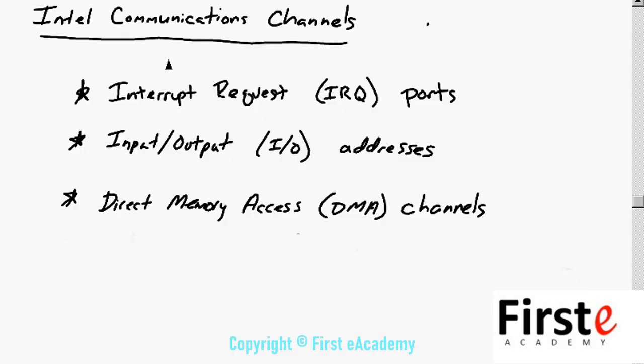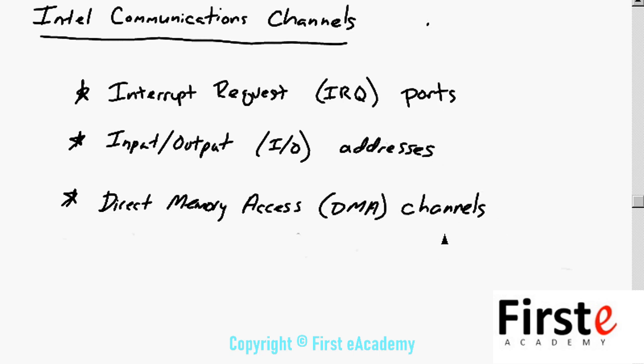Now I want to move on and talk about Intel communications channels. And when I say Intel, I mean anything that's Intel compatible, like AMD, for instance. There's 3 communications channels used in the Intel architecture. There's the interrupt request ports, or the IRQ ports. There's input-output, or I/O addresses. And there's DMA, or direct memory access channels. Okay, these are the 3 communications channels that are common to all computers in the Intel architecture.